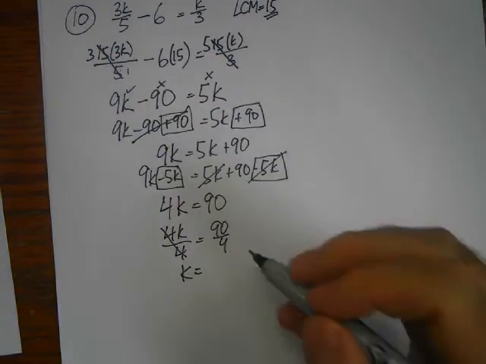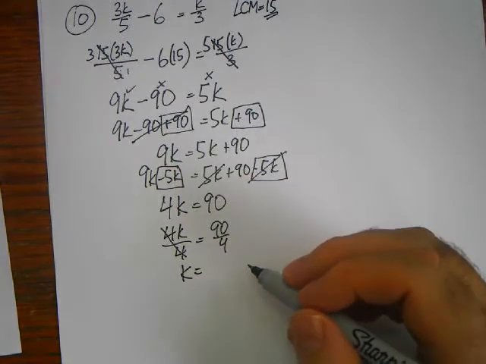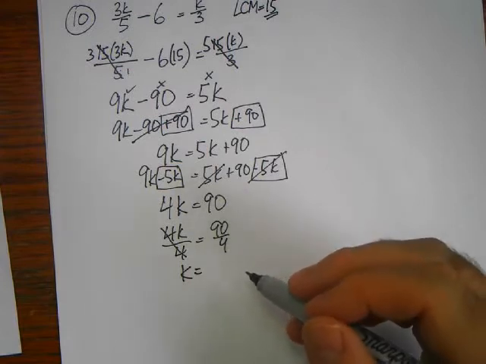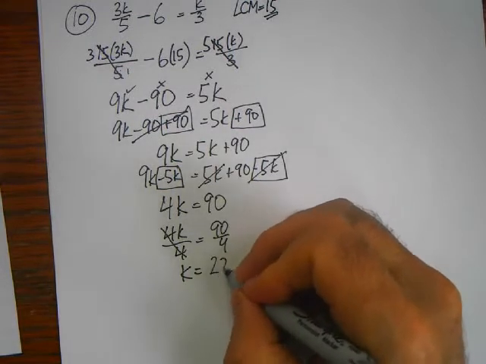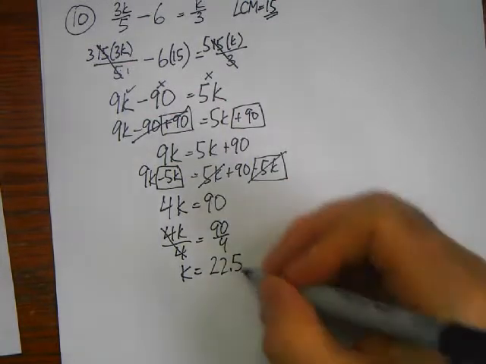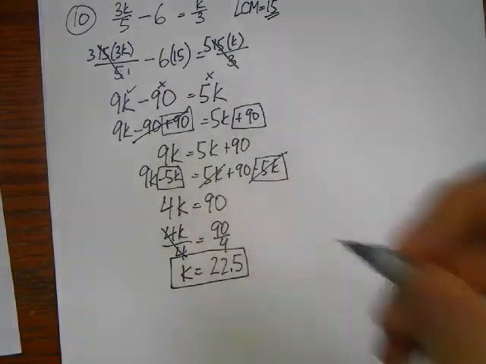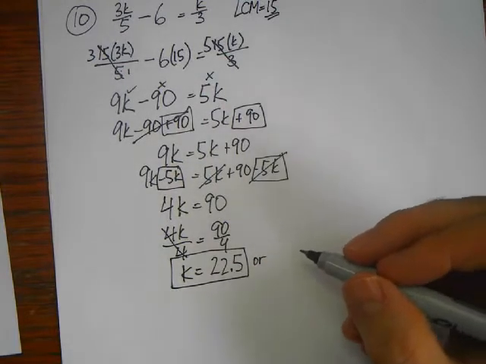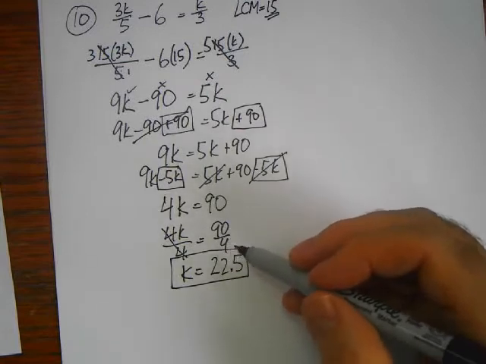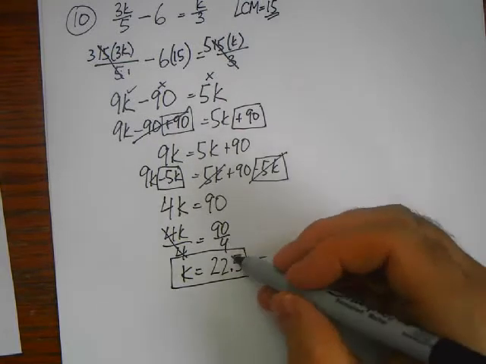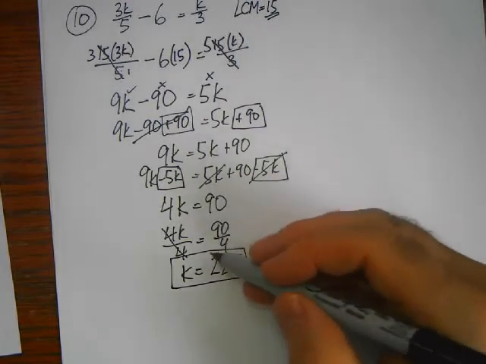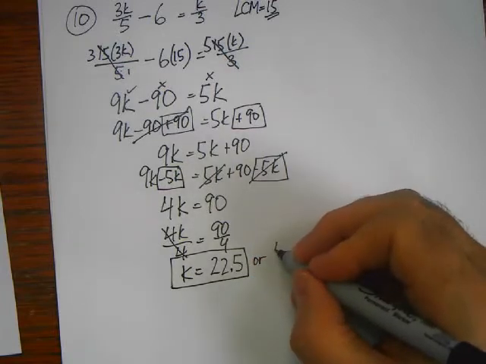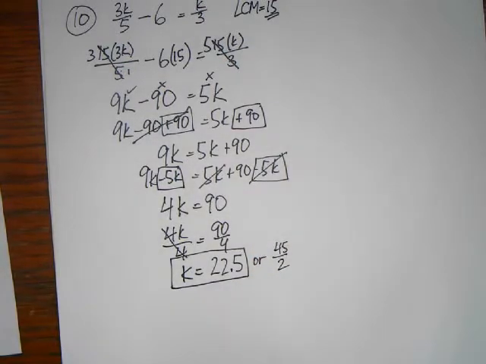And 90 divided by 4, well, that's not a nice integer. You could simplify it to 45 over 2, or it is exactly equal to 22.5 as a decimal, and that's satisfactory for sure. What I don't want you doing is, if you get a decimal that goes on forever on your calculator, don't change it to a decimal. Leave it as the simplified fraction. So it's either 22.5 or 45 over 2. Both of them are okay.